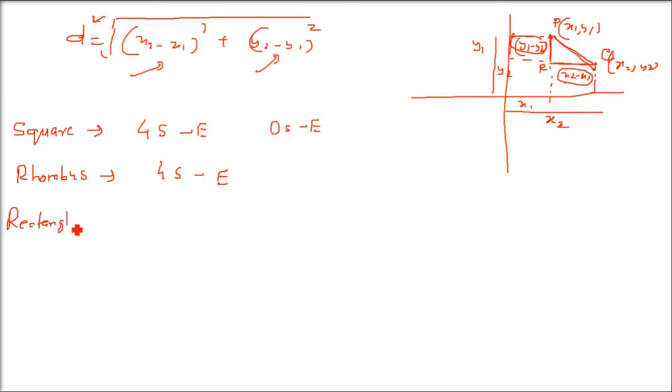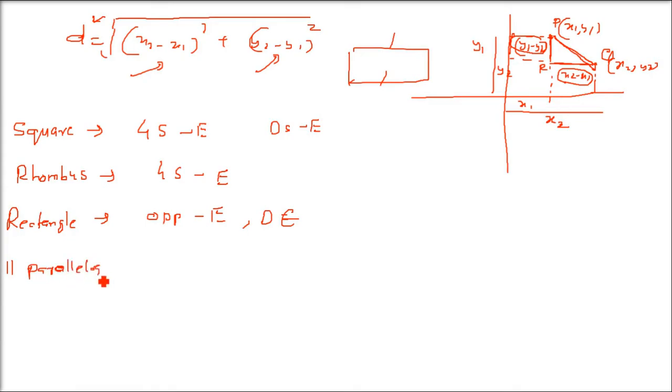Now if you need to prove a rectangle, we have to prove that opposite sides are equal. This is a figure, so these are the opposite sides. So opposite sides are equal and the diagonals are also equal. In order to prove a parallelogram, a parallelogram is one whose opposite sides are parallel. So a parallelogram has opposite sides parallel. Now we have to show that the opposite sides are equal.